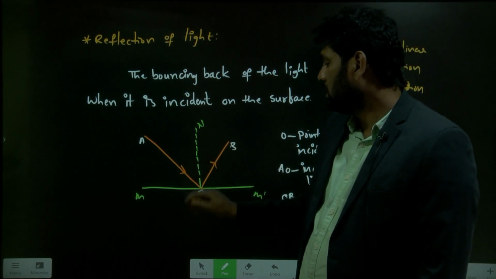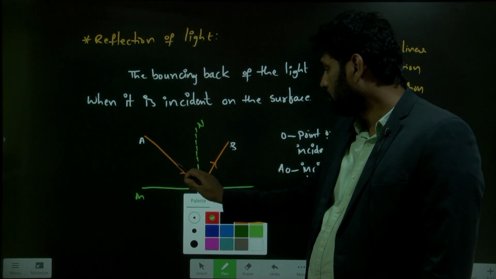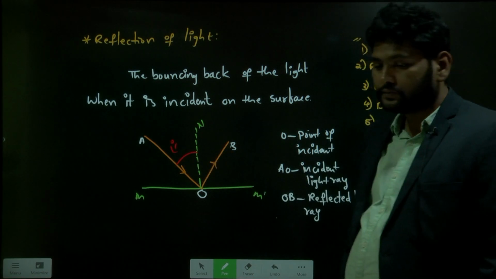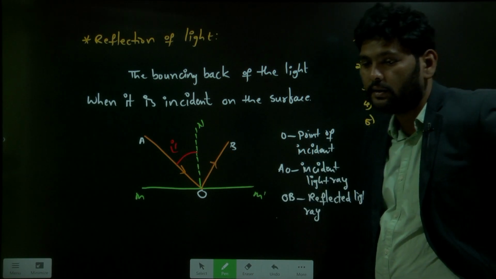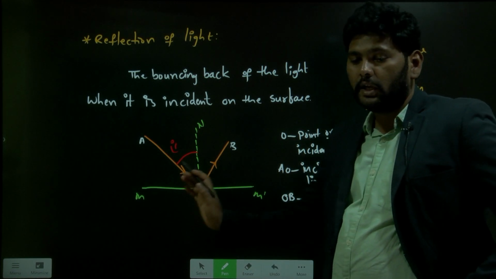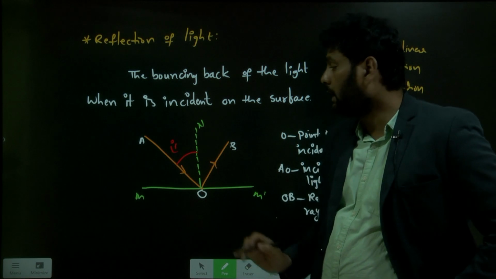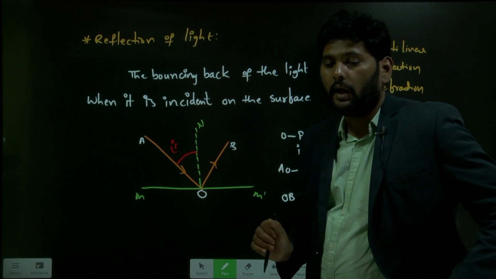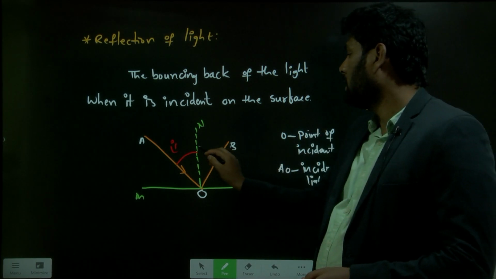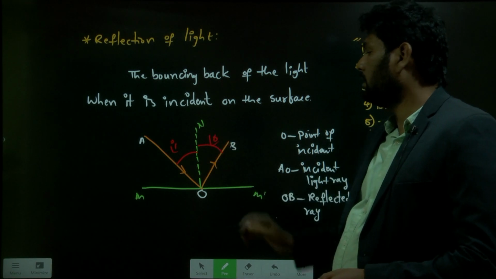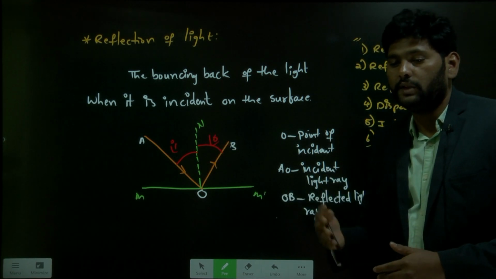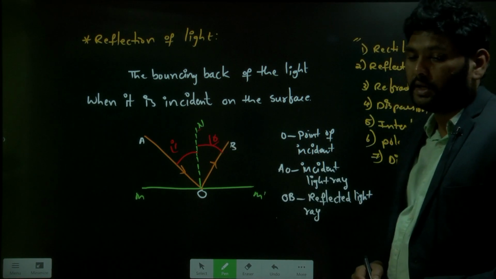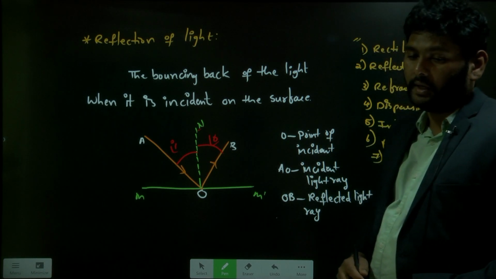Observe this angle. This angle is called the angle of incidence. Angle of incidence means the angle between the normal and the incident light ray. Similarly, this is called the reflected angle. The angle between the normal and the reflected light ray is called the reflected angle.